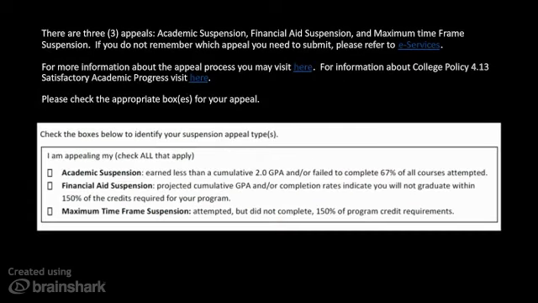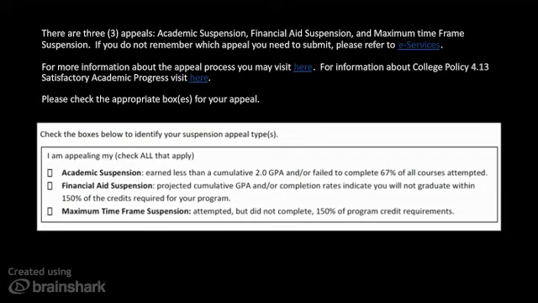There are 3 types of appeals that are used with this form. The first is academic suspension, financial aid suspension, and maximum time frame suspension. If you do not recall which appeal you need to submit, please refer to e-services. A link is provided for you to access.